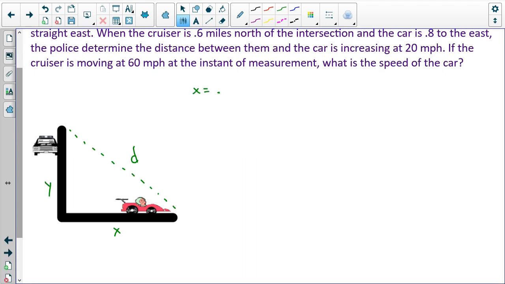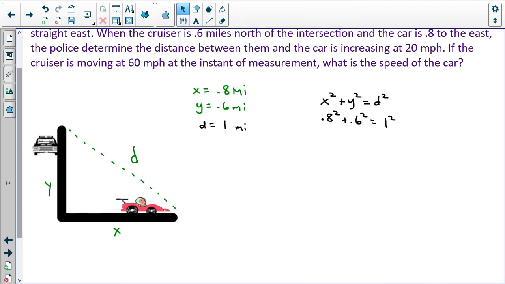We know that x is 0.8 miles from the intersection, so it's gone 8/10 or 4/5 of a mile. y is 0.6 miles, and then we can use the Pythagorean theorem to figure out what the distance is. Since we know that x squared plus y squared equals d squared, I'm making d the distance between the two cars. I know that 0.8 squared plus 0.6 squared equals 1 squared, just using the Pythagorean theorem and solving for d. So d equals 1 mile.